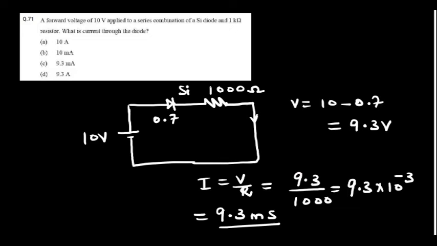A forward voltage of 10 volt is applied to a series combination of silicon diode and 1 kilo ohm resistor. What is the current through the diode? So here, if it is a silicon diode, then we have to consider the drop of 0.7 volt. Then effective voltage will be 10 minus 0.7, so 9.3. Now if you apply Ohm's law, then you will get 9.3 milliamps.